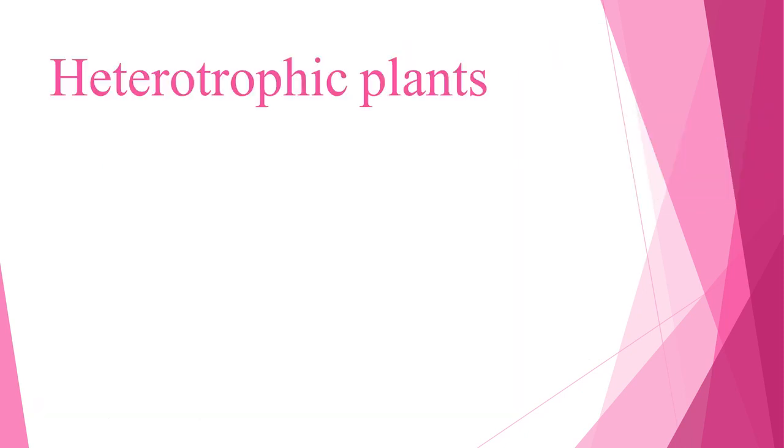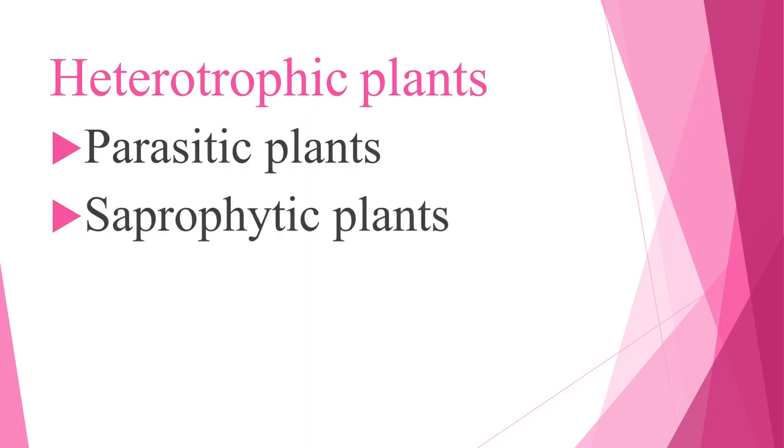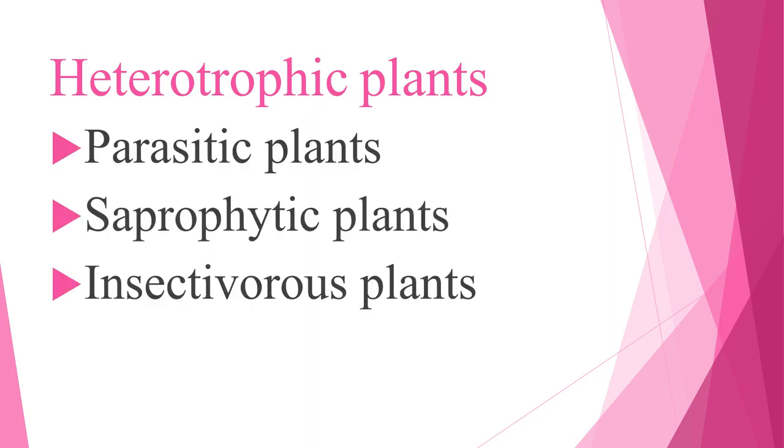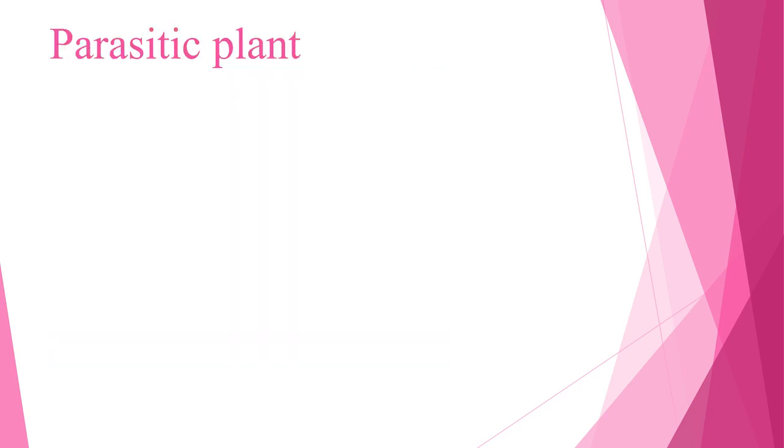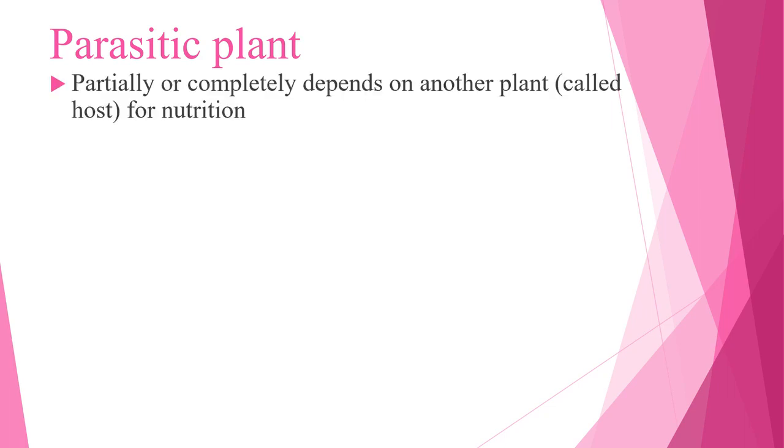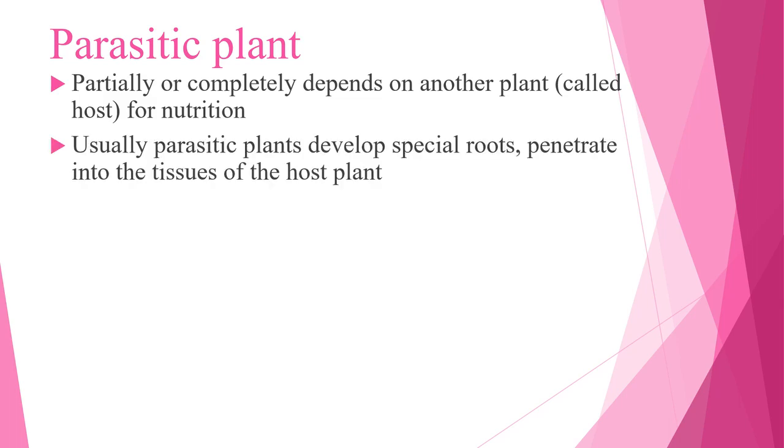Next, different types of heterotrophic plants: parasitic plants, saprophytic plants, insectivorous plants, symbiotic plants. Parasitic plants. These plants get their food from other green plants. That green plant is called the host plant. These plants are called parasites. These parasitic plants partially or completely depend upon another plant for nutrition.